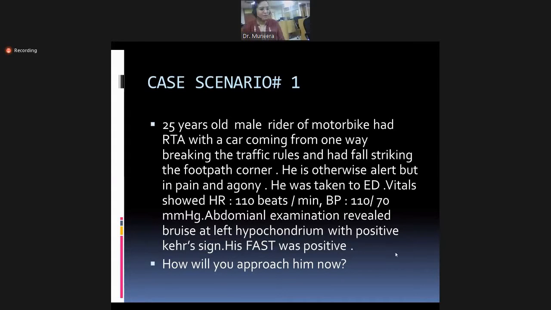Now let's start by discussing a scenario. A 25 years old male rider of a motorbike had a road traffic accident with a car coming from one way, breaking the traffic rules, and he fell, striking the footpath corner. He's otherwise alert but in pain and agony. He was taken to the emergency department. His vitals indicate a heart rate of 110 beats per minute, blood pressure of 110 by 70 millimeter mercury. Abdominal examination revealed bruise at the left hypochondrium with the positive Kehr sign, and his FAST was positive.